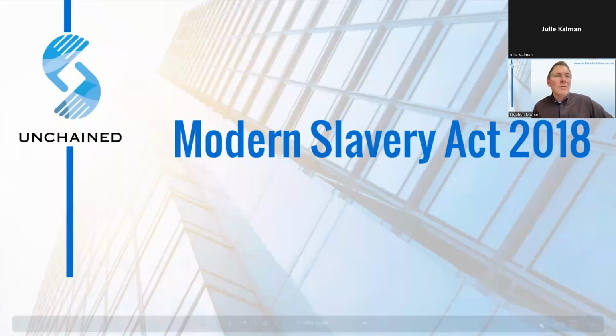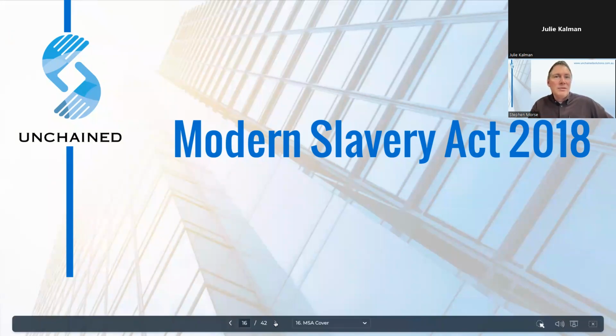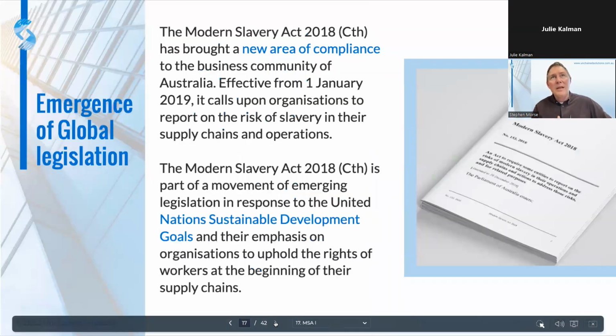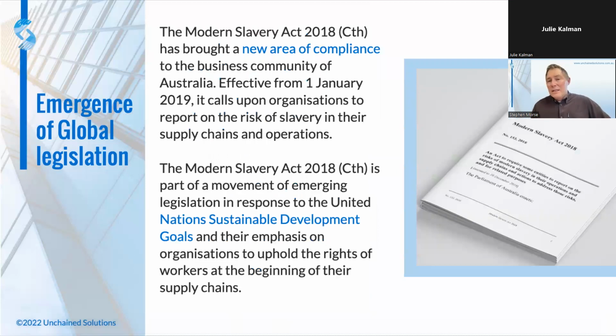So moving on then from the definition of modern slavery and the impact, how do we make sense then of the Modern Slavery Act in terms of what it is seeking to achieve? Well, the Modern Slavery Act 2018 is a Commonwealth legislation, and it really brought in a new area of compliance to the business community in Australia. It was effective from January 2019, and it calls upon Australian organisations to report on the risk of modern slavery in their supply chains and operations.